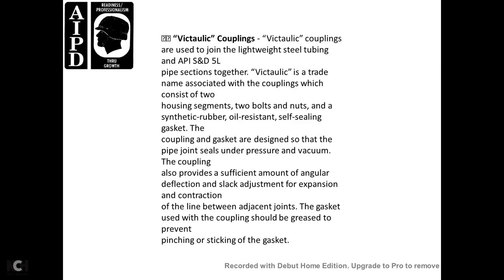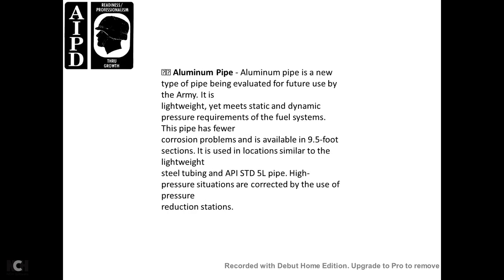Victaulic couplings are used to join lightweight steel tubing with the API standard 5L pipe sections together. Victaulic is the trade name associated with the coupling, which consists of two housing segments, two bolts and nuts, and a synthetic rubber oil resistant self-sealing gasket. The coupler and the gasket are designed so the pipeline joint seals under pressure or vacuum. The coupling is provided with a sufficient amount of angular deflection, slack adjustment, and expansion and contraction of the line between the adjacent joints of the gasket. Before use, the coupling should be greased to prevent pinching and sticking of the gasket.